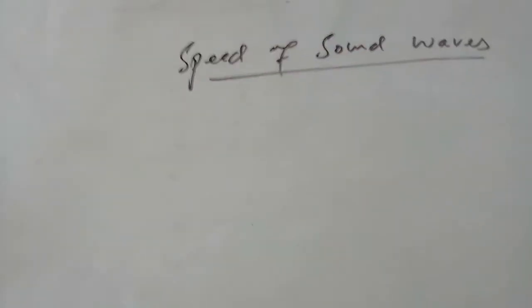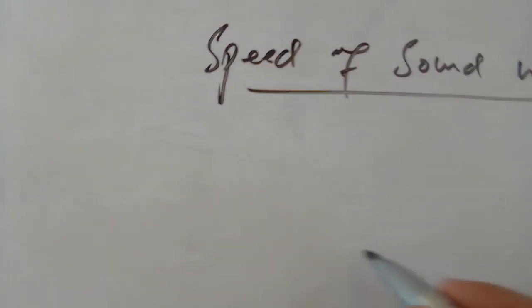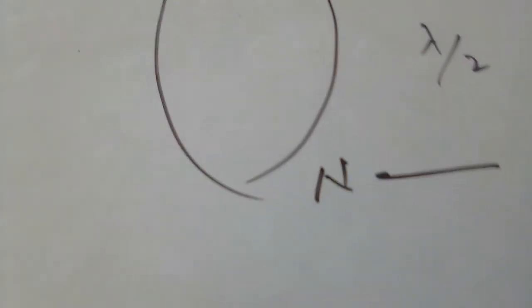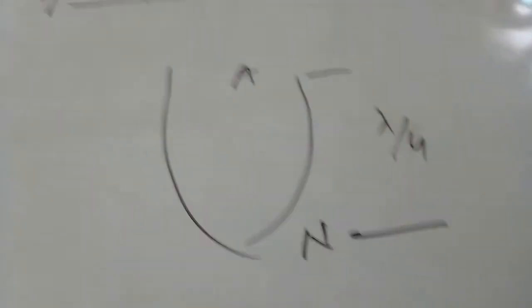Let's say this is a node and this is the antinode. The distance between this node and antinode is lambda by 4.